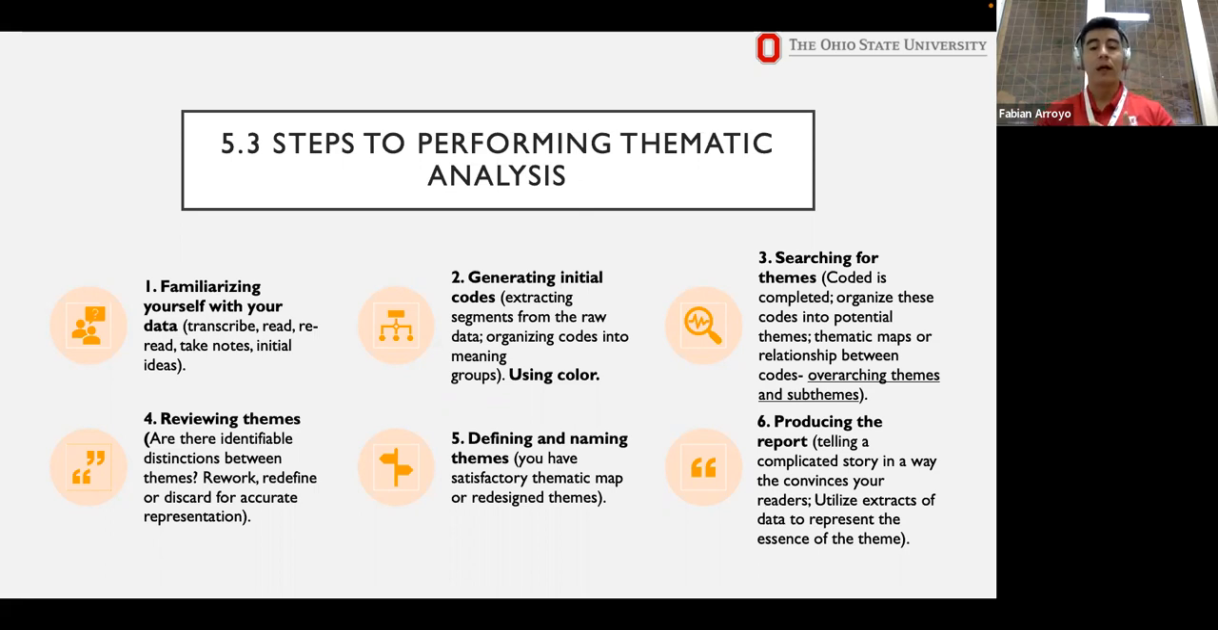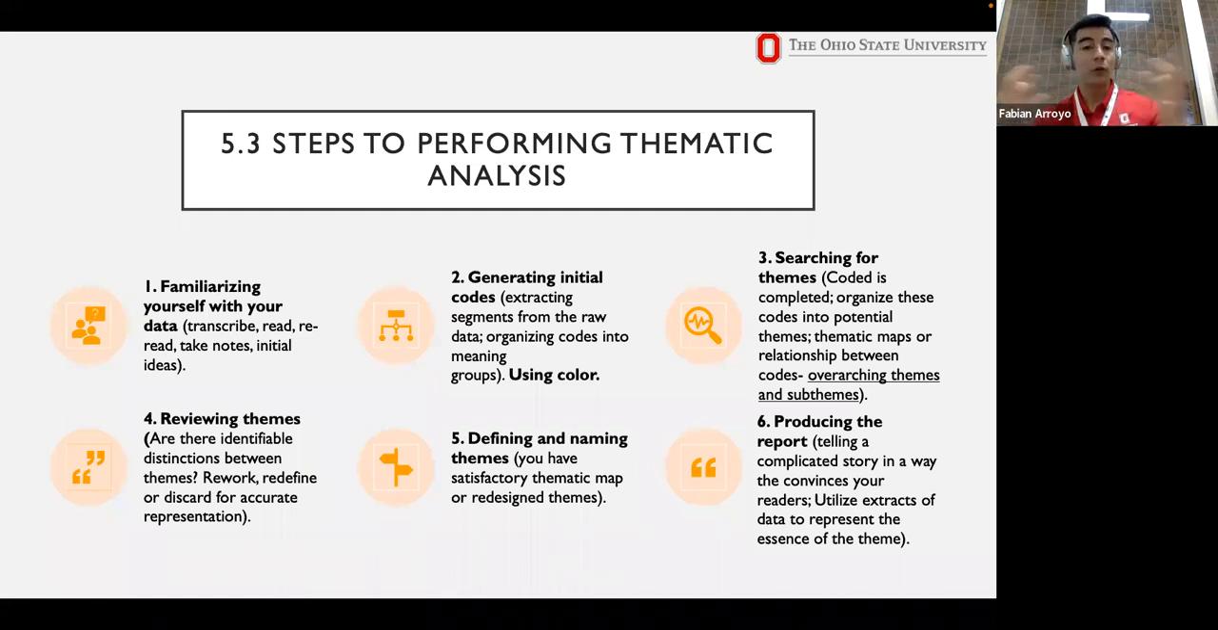Number two, start generating initial codes, meaning you can extract segments. It can be words, sentences, you can use color. It's completely up to your own creativity, but start extracting codes. They can have different meanings for you at first, but in the following step, number three, you can start bringing these individual codes together and grouping them. Whenever you start grouping them, you will see that you can start generating some themes that relate. That's why I said pieces of information can be different, but at the same time could be similar at the end of the day.